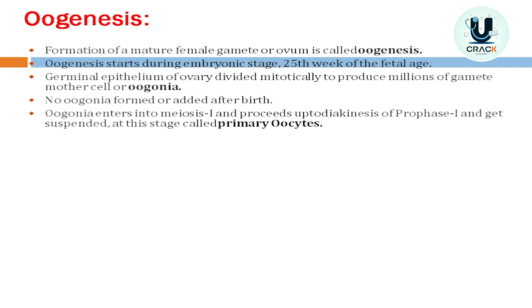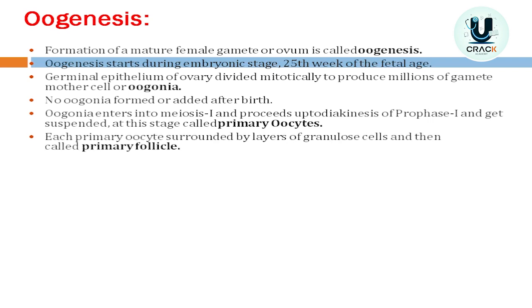Oogonia enter into meiosis 1 and proceed up to diakinesis of prophase 1 and get suspended at the stage of primary oocytes.